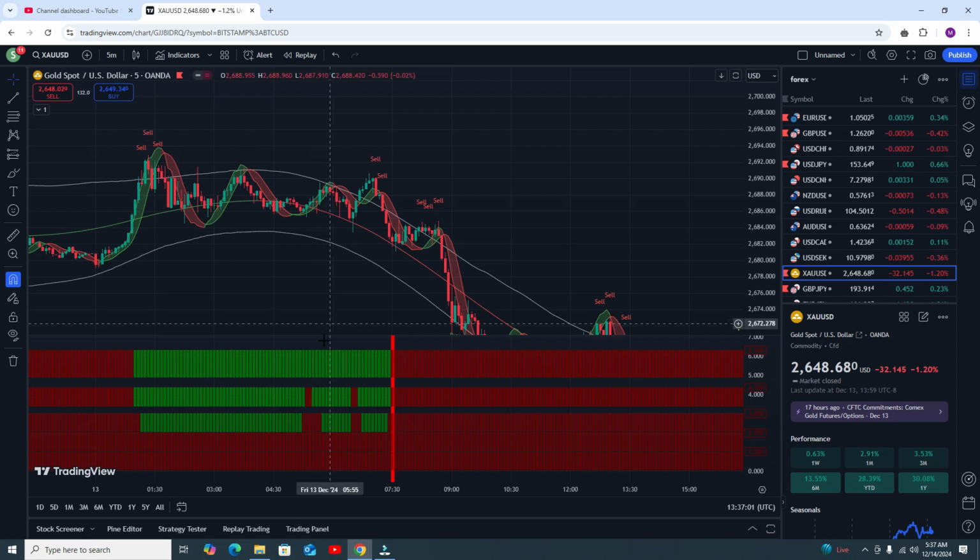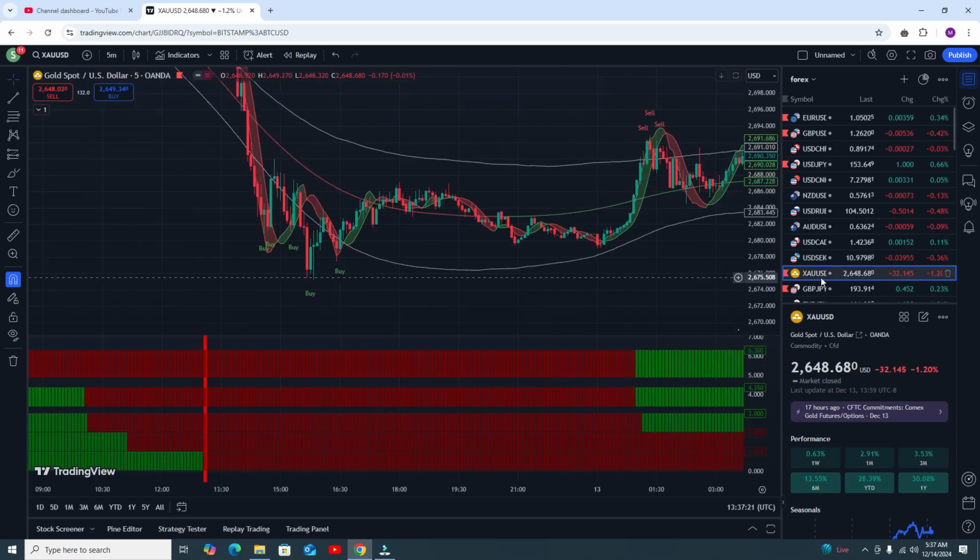Weak trades: if you are looking for the weak trades, then you need to consider only this row. Forget about these four rows. Just watch this row. When this row is green, you need to follow the buy signal, and when this row is red, you need to follow the sell signal. Let me show you an example.